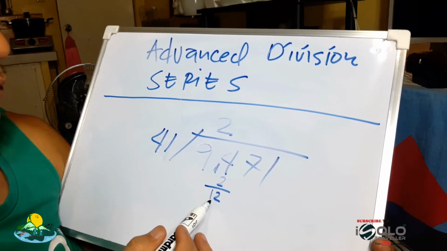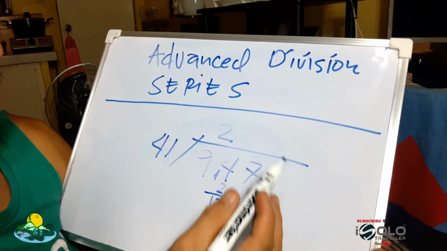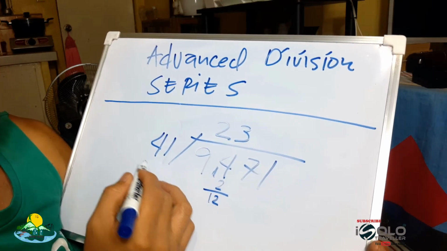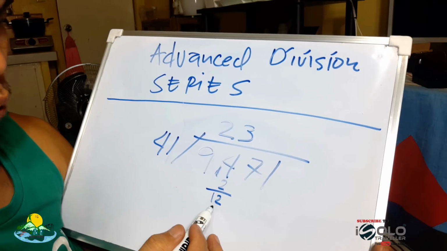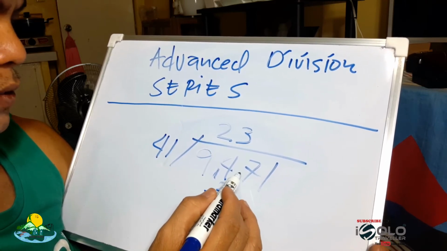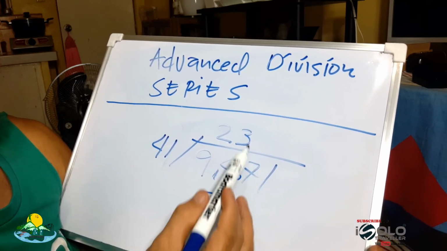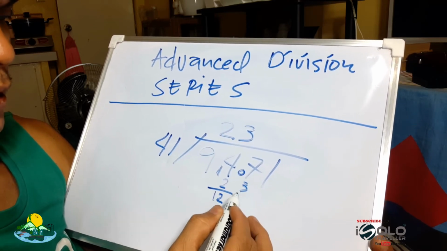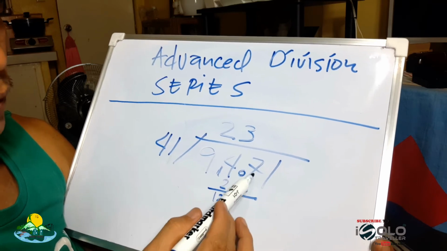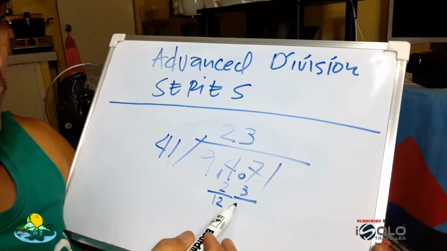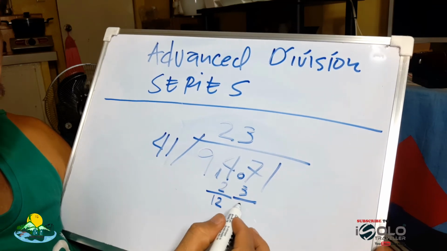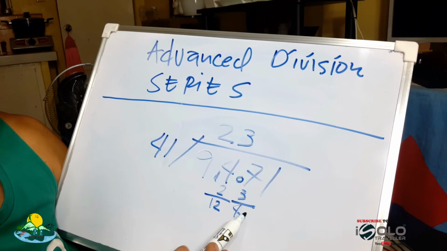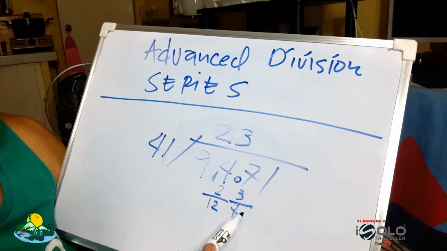Now, how many 4 can you get from 12? Of course, 3. 3 times 4 is 12. Minus 12, 0. Put that 0 beside 7 and multiply this. 3 times 1 is 3. Now, 7 minus 3, you will get 4. And now you have your new dividend.